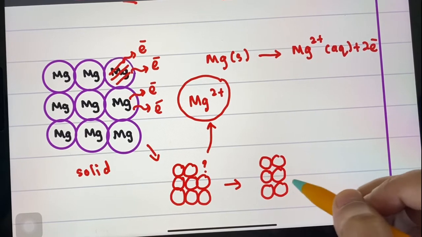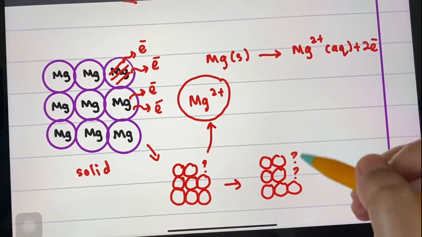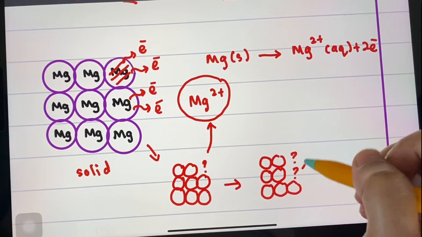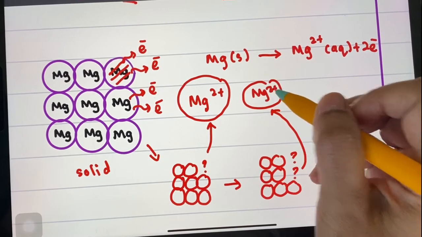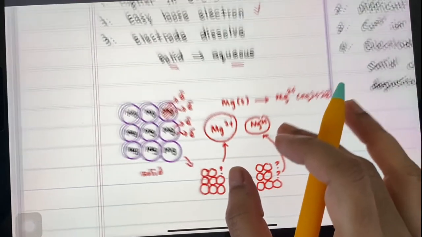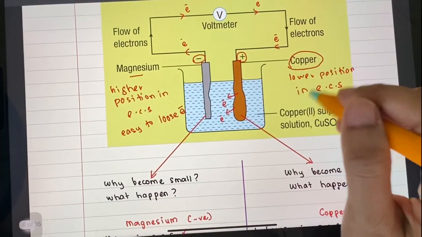So you can see that there is no longer solid magnesium here. Why? Because this is already dissolved and become a magnesium ion. Okay, so now we go to the copper part.